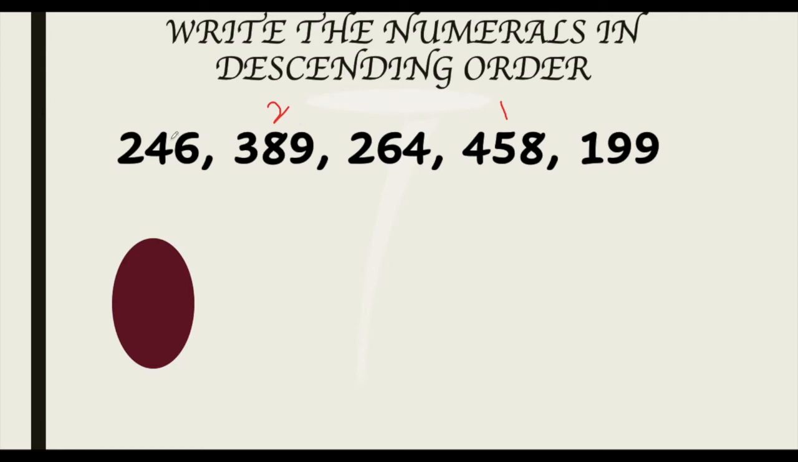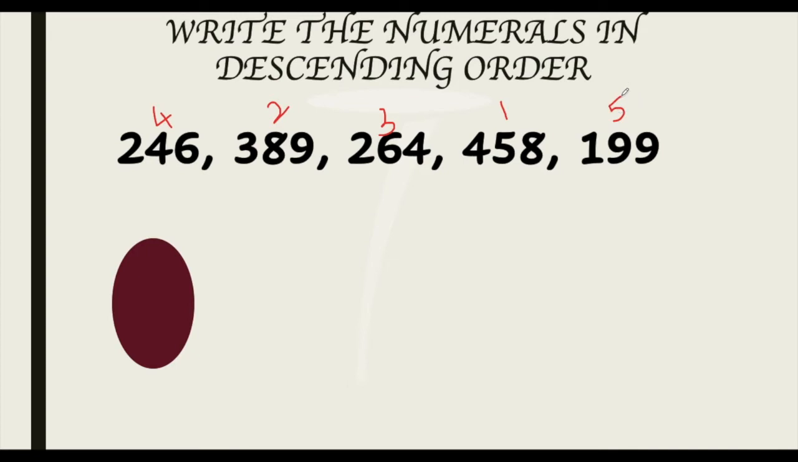Then what should we do? In 246, in the tens place we have 4. In 264, in the tens place we have 6. So while comparing 6 and 4, 6 is the greatest. So let us write 264 as the next greatest number. After that we have 246, which makes it the fourth place. Then the remaining one is 199. Let us write it as the fifth place, which is the smallest number among these.